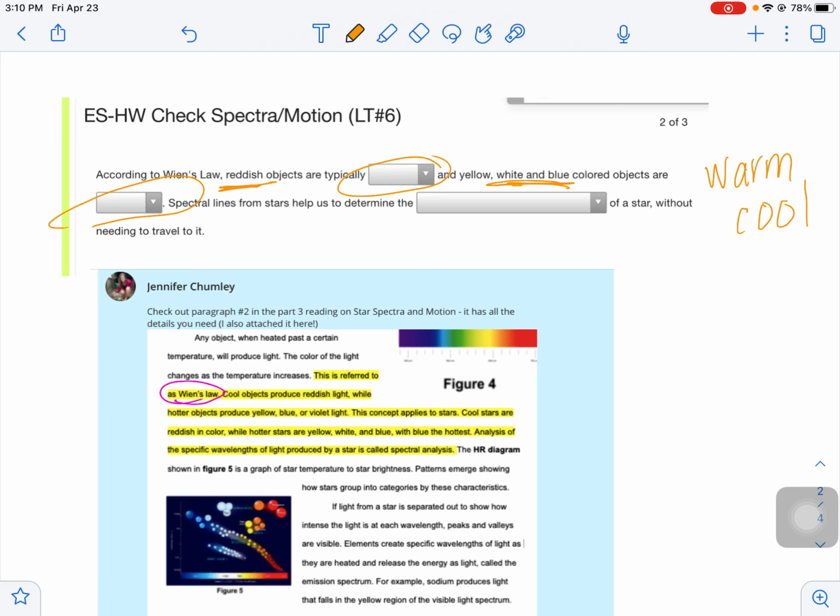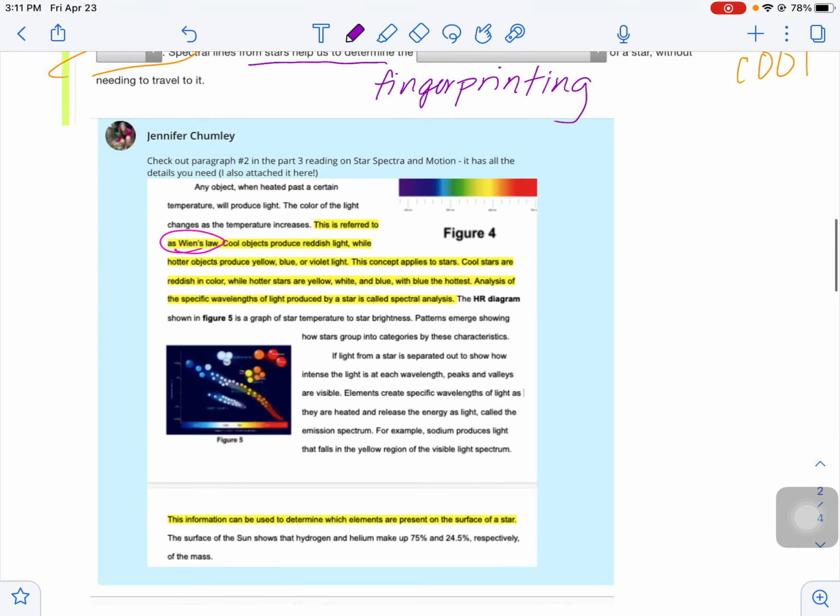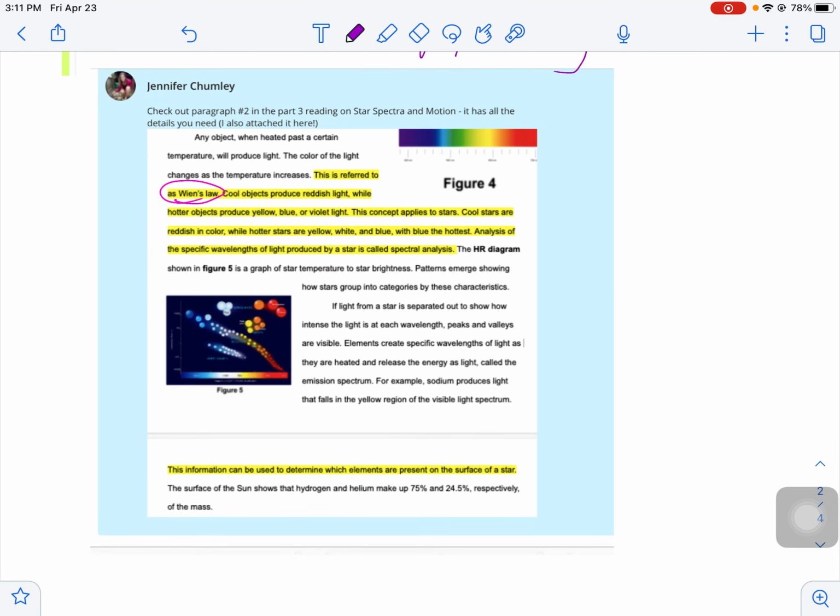And finally, the second part, spectral lines help us determine what about a star? So we practiced this with the fingerprinting lab a couple weeks ago. What were we using those fingerprints for to tell us about a star? And again, looking at the paragraph, all that information is highlighted in there, ready to go.